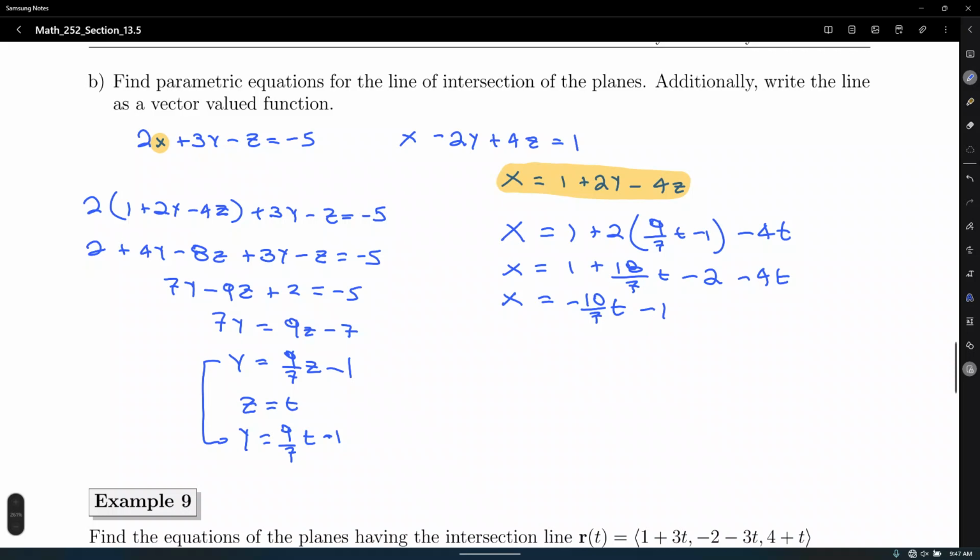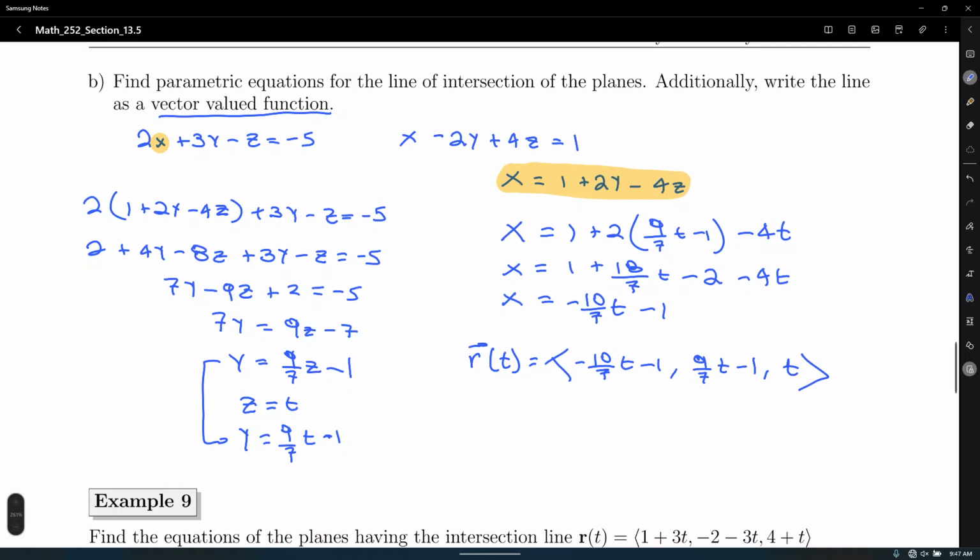Now let's express it as a vector valued function. We are required to write it as a vector valued function. So r of t is: x, which is negative 10 over 7 t minus 1, comma, y, which is 9 over 7 t minus 1, and z, which is t. So here is the thing, guys.